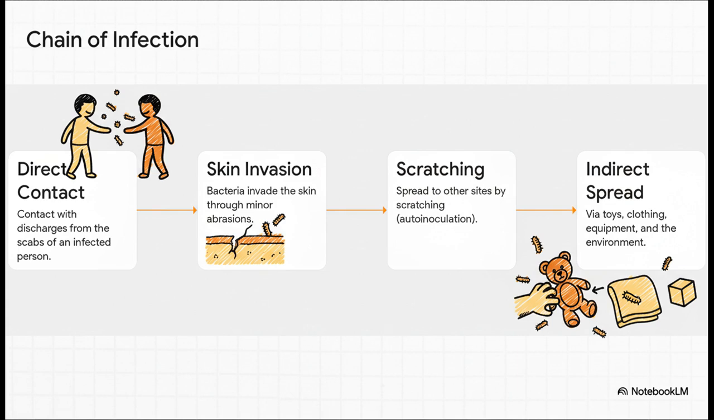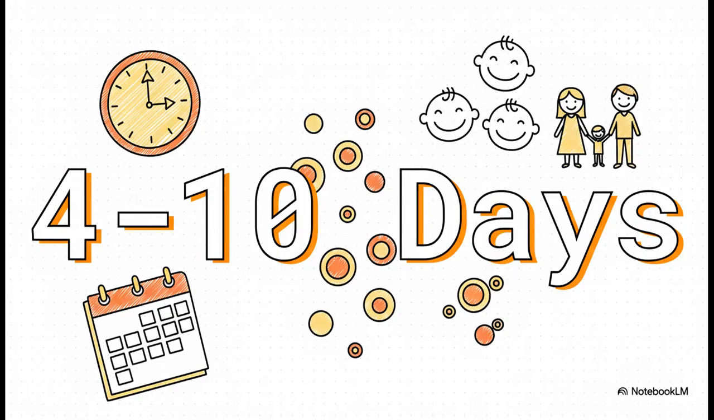And we can't forget about fomites. Things like shared towels or toys can easily pass it along indirectly. Here's a time frame you'll want to remember: 4 to 10 days. This becomes really clinically relevant when you're taking a history, trying to figure out the source of an outbreak in a family or a nursery setting.